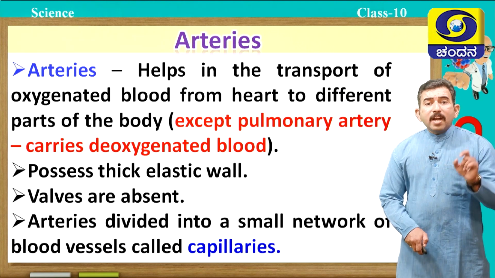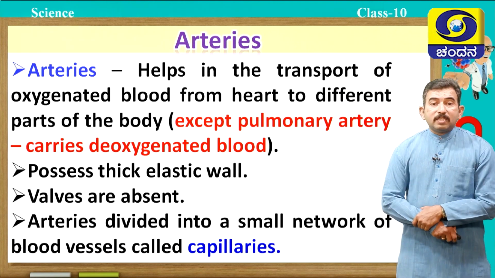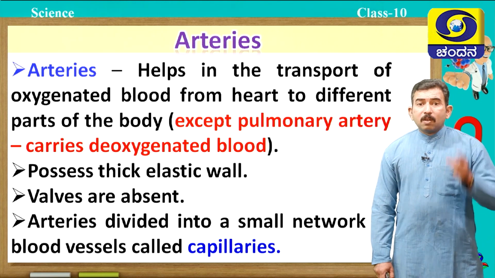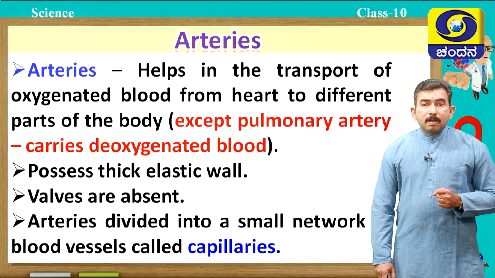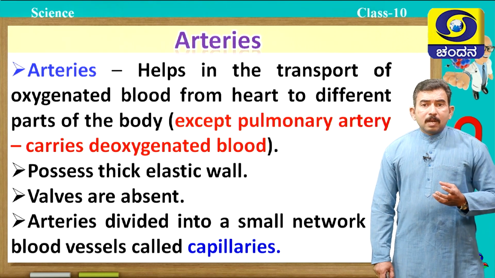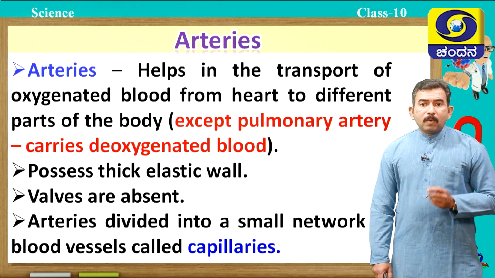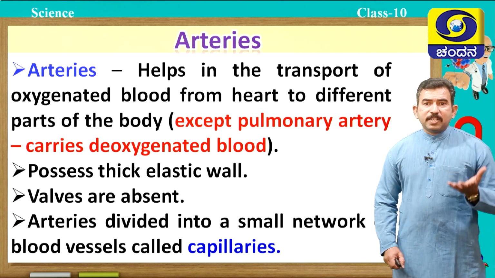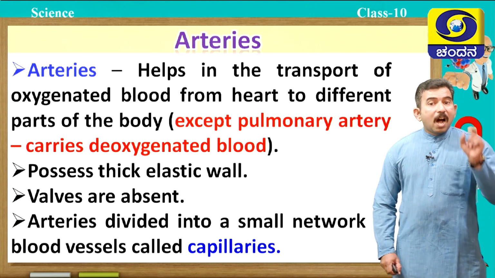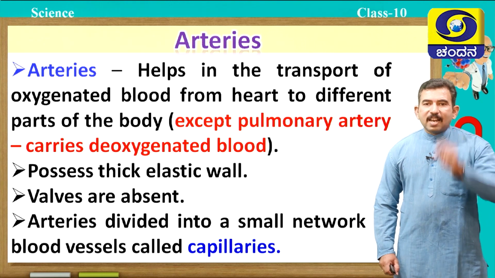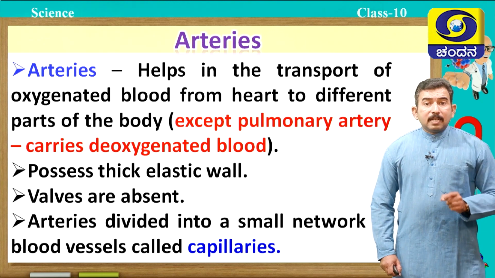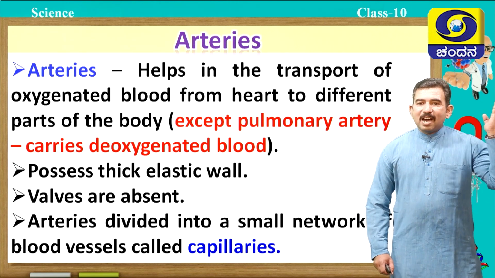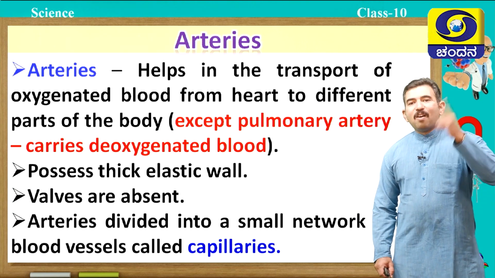Arteries divide into a small network of blood vessels called capillaries. And students, remember, arteries possess a very thick elastic wall, mainly to withstand high blood pressure. When the ventricles pump the blood, blood enters the arteries with high pressure. To withstand that high pressure, arteries possess a very thick elastic wall. And remember, arteries carry the blood away from the heart. Remember the hint, A for away.